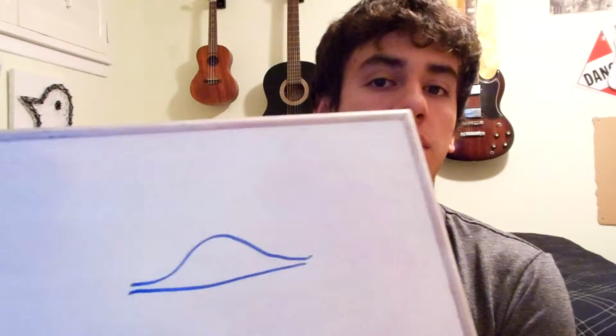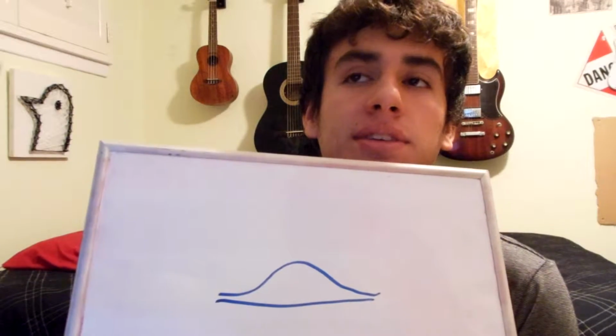Okay, so right now I'm going to be talking about normal distributions and z-scores. I'm going to start with normal distributions. A normal distribution looks like a symmetric bell curve graphically. So this would be an example of what a normal distribution looks like for data.